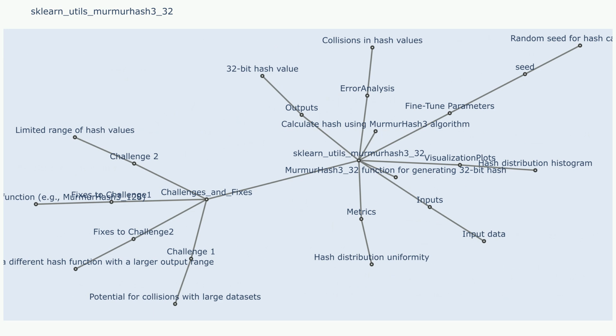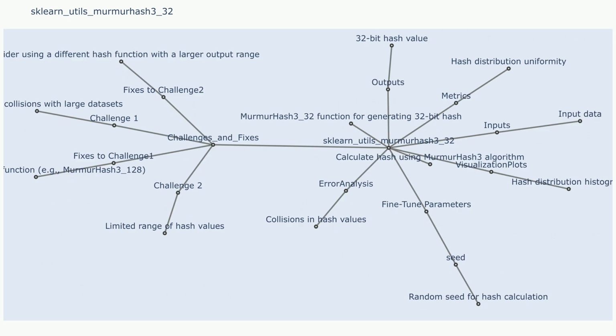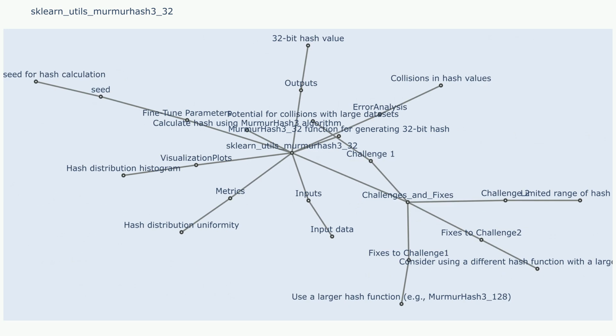Steps. The function iterates through the input key, processing each byte to generate a hash value. It uses a series of bitwise operations, rotations, and multiplications to create a unique hash value. The seed value is used as the initial state for the hash function, ensuring a unique hash output for different seeds.